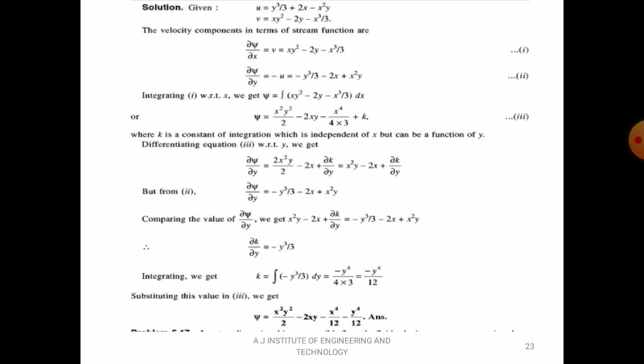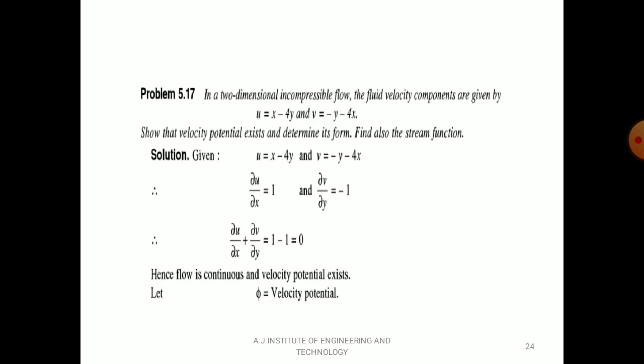Substituting this value in equation 3, that is ψ equal to x²y²/2 minus 2xy minus x⁴/12 plus k. You can just substitute the value of k as minus y⁴/12. So ψ equal to x²y²/2 minus 2xy minus x⁴/12 minus y⁴/12. That's the answer for the stream function.